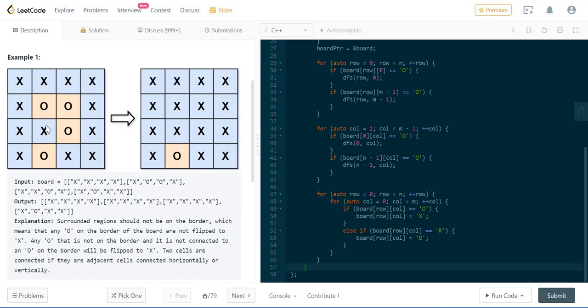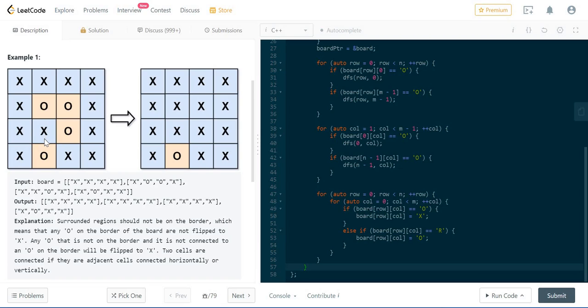Suppose instead of x it was a 0. As this cannot be captured, and as this cannot be captured, these and these cannot also be captured, and if these two cannot be captured, this cannot be captured. So the entire resultant will also have x, like an empty one; the resultant will be the same as that of the input.